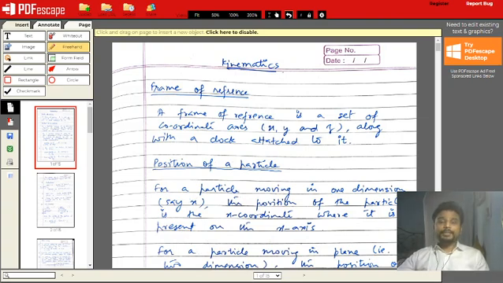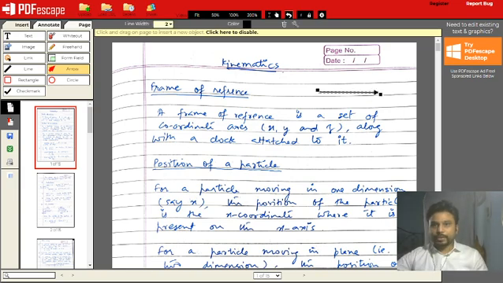In this particular chapter, we want to build upon those ideas which we have already studied, and go to the mathematical core of those ideas: how do we define them, and how do we apply them in different situations. So the first topic we are going to start off with is a frame of reference. What is a frame of reference? A frame of reference is something which is a simple x-axis, y-axis, and z-axis.